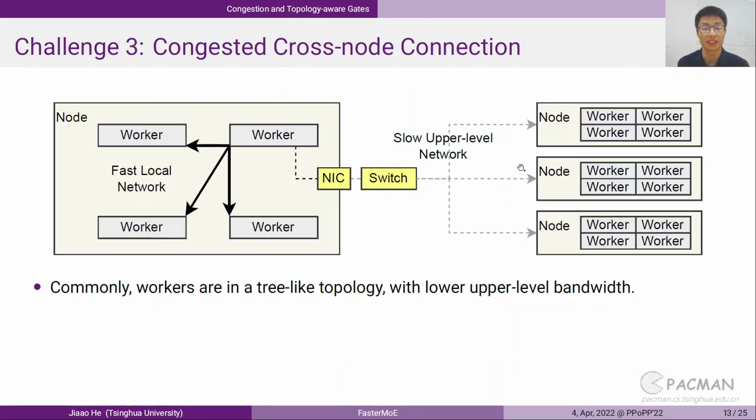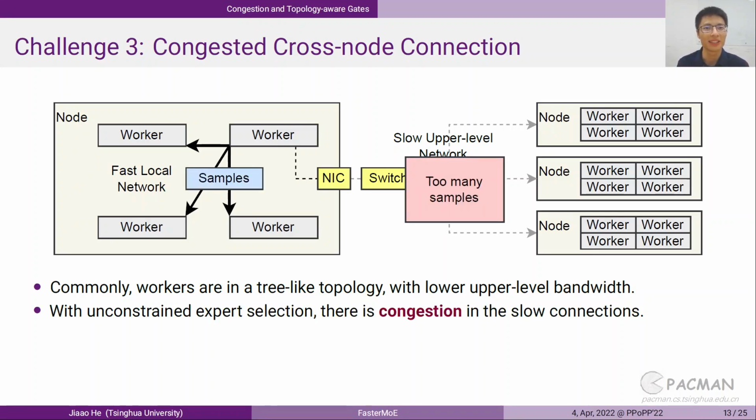The third challenge comes to the congestion on the cross-node connection. Commonly, the workers are organized in a tree-like topology. For example, when we are using GPUs as workers, the GPUs within a node are connected with much faster connection. And if we have to send data from one node to another node, the network is much slower than the GPU connection within a node. However, with unconstrained expert selection, there is much more data to be sent across the upper level network. And as a result, the upper level node network is congested.